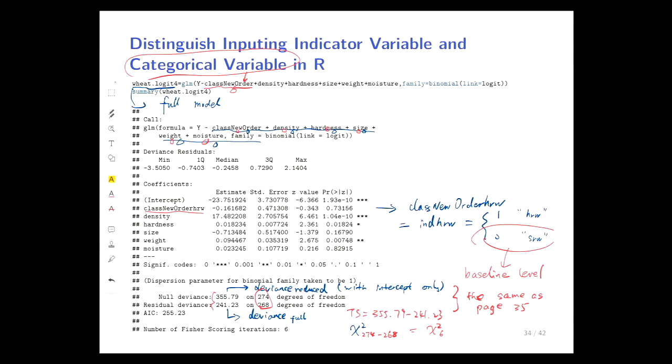Any questions about the drop-in deviance test, the overall significance drop-in deviance test, a special case?